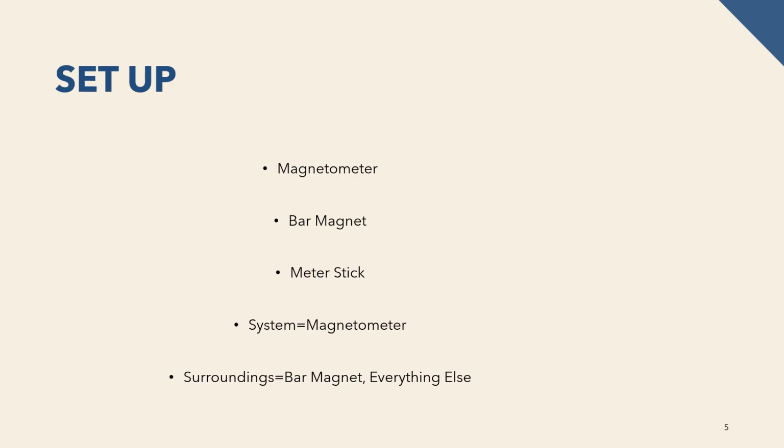In this lab, the system was the magnetometer, while the surroundings was the bar magnet exerting the magnetic field on the magnetometer, as well as everything else, which includes Earth, which had the Earth's magnetic field exerted on the magnetometer.